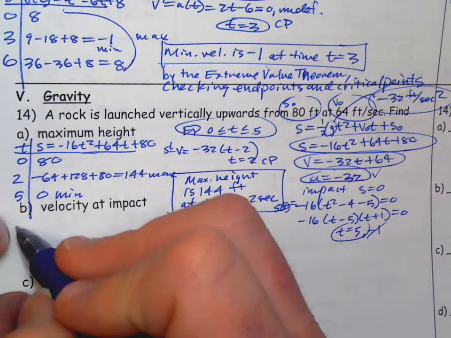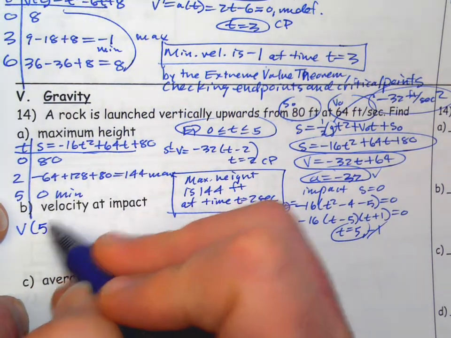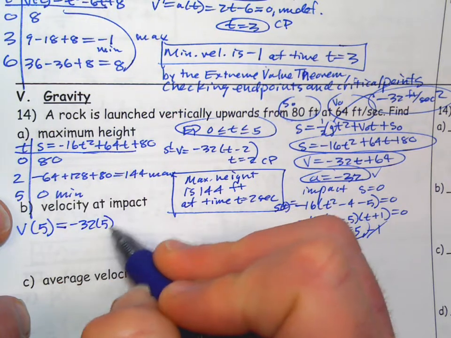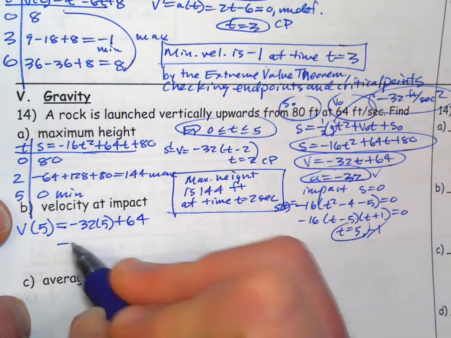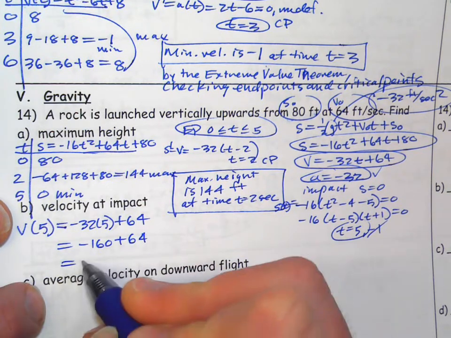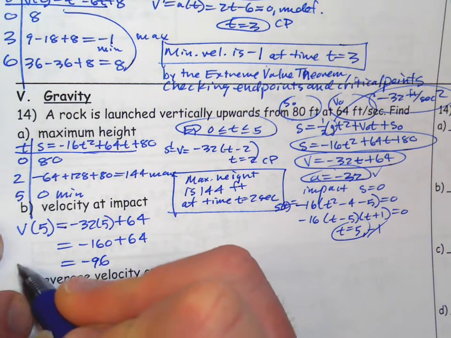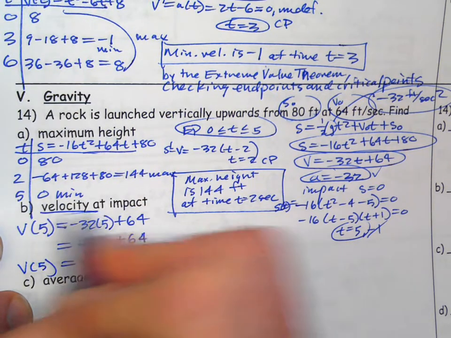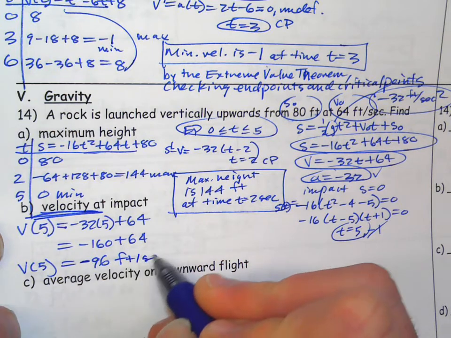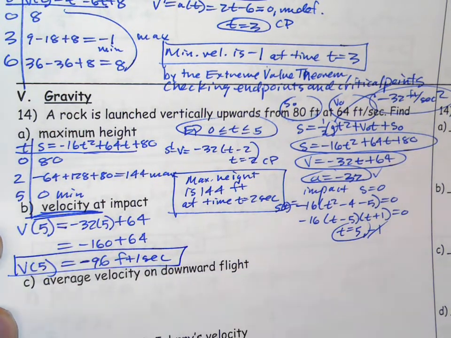Velocity at impact. Well, I think we've already done the hard work. Impact's at 5. We can just plug that into our equation for velocity. Negative 160 plus 64 is negative 96. Velocity, not speed. If it was speed, we would take the absolute value, but the units are feet per second for velocity.